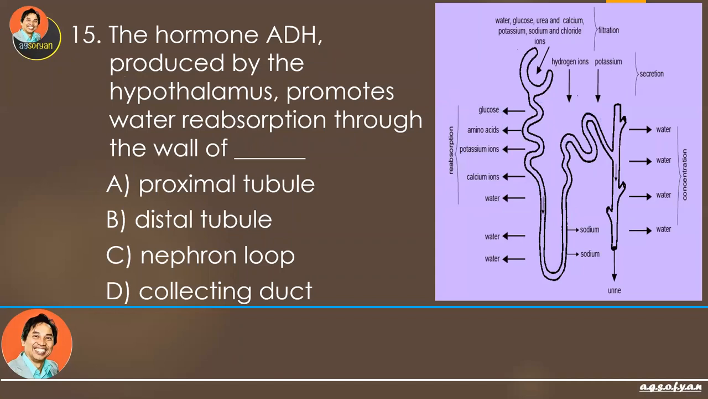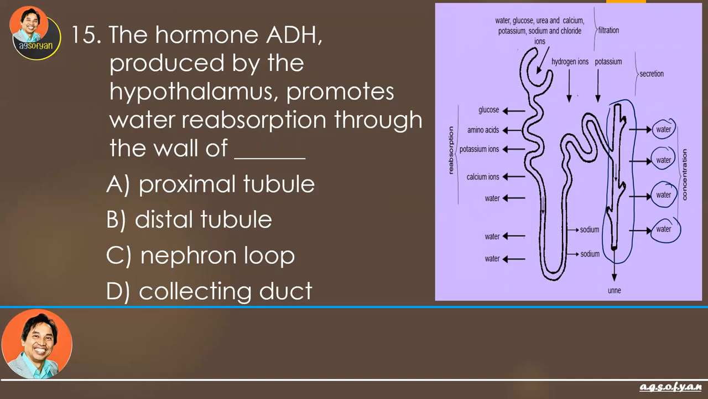The hormone ADH produced by hypothalamus promotes water reabsorption through the wall of blank A, B, C, or D. Okay, look at this. Water reabsorption mainly happens in this last area. This is actually not part of the nephron. It's called the collecting duct. So water will be reabsorbed back over here.